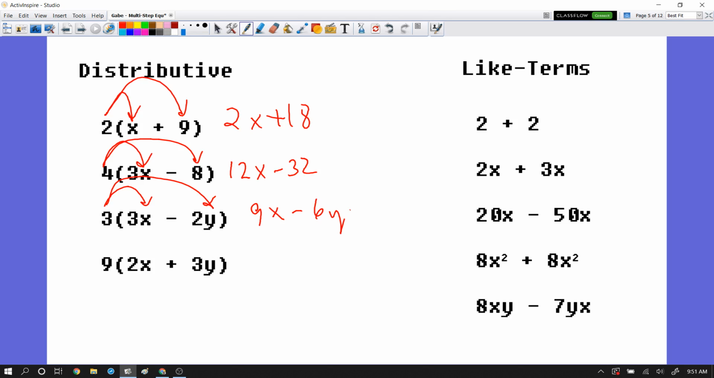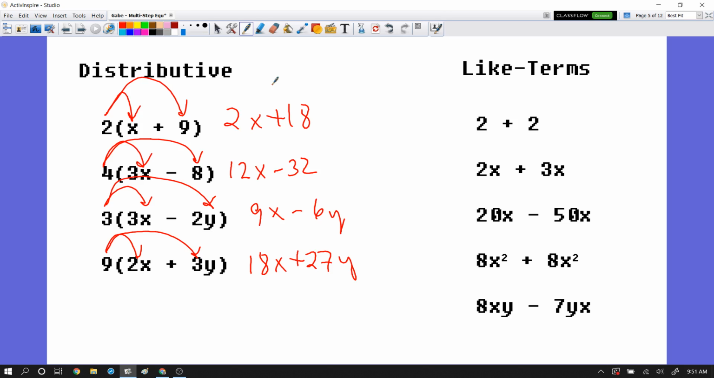So far, we don't have any like terms after we've done the distributive property. So now we're doing 2x plus 3y times 9. That's going to give you 18x plus 27y. No like terms in any of these that we used distributive for. That doesn't mean it can't happen. It just means that so far we haven't run into it.